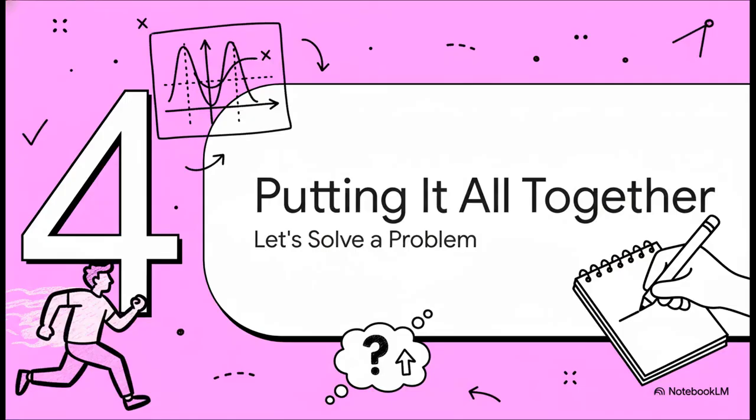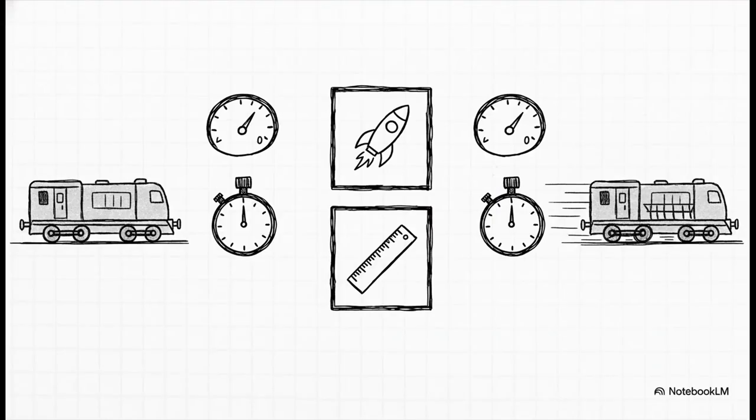Theory is good, but the best way to really learn something is to apply it. So, let's put all this knowledge together and use it to solve a typical problem just like you might see in your textbook or your exam. Here is our problem. It's from your NCERT textbook. A train is starting from rest, so its initial velocity is 0. It reaches a velocity of 72 kilometers per hour in 5 minutes. We need to find two things. First, the acceleration, and second, the distance it traveled to reach that speed.